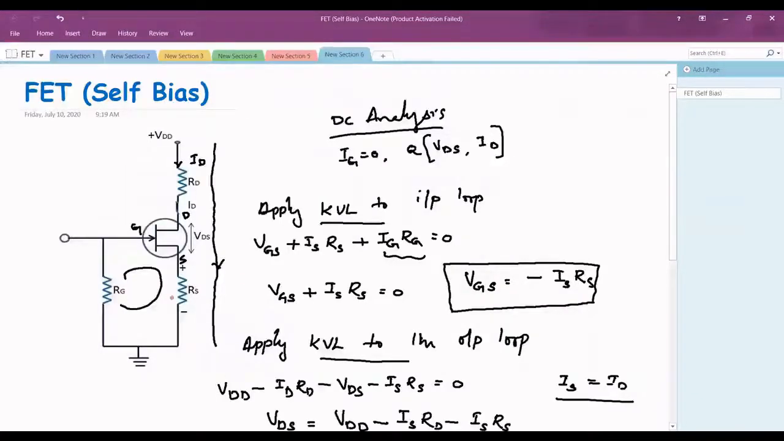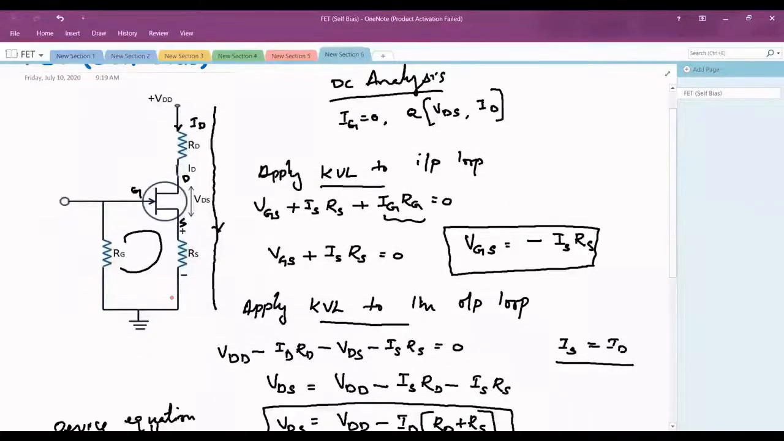The beauty of this circuit is that it has only one power supply, plus VDD. The gate source voltage gets a negative voltage from the voltage dropped across the source resistance. So within the FET circuit itself, it generates a voltage, and that voltage is used to reverse bias the gate internally. Hence the name self-bias.